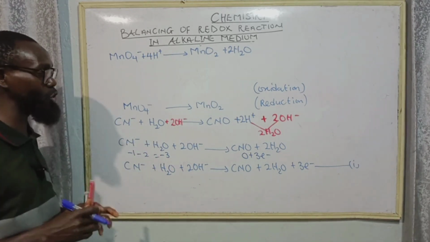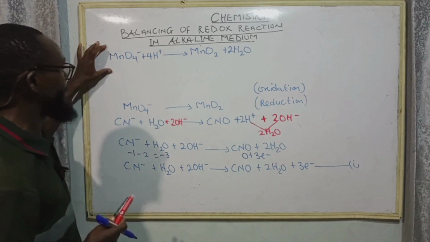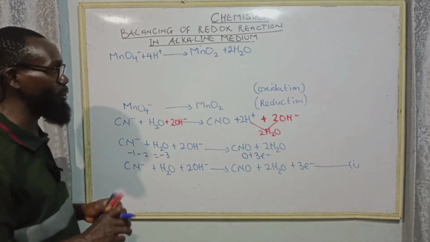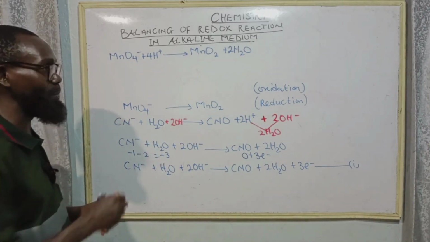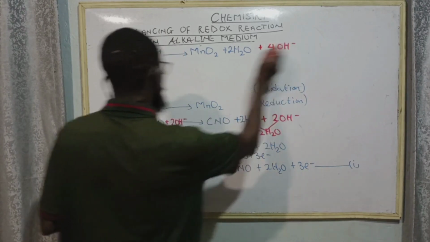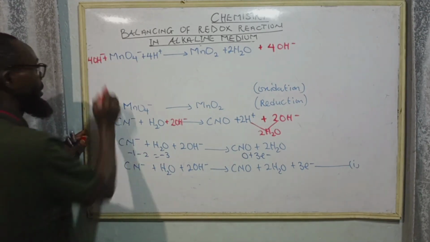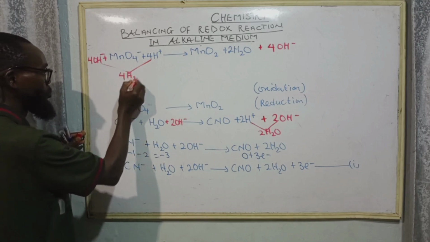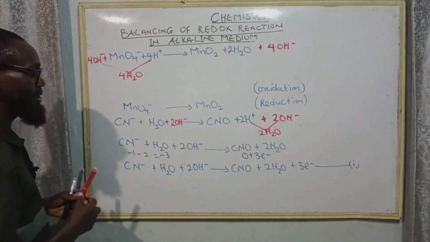The next is to now make sure that this my acidic medium changes to alkaline medium by the addition of what? OH minus to both sides. So let me add OH minus to both sides. And the OH minus will depend on the number of hydrogen. So I have plus 4 OH minus, plus 4 OH minus. Now, my OH minus join together to form 4 H2O.